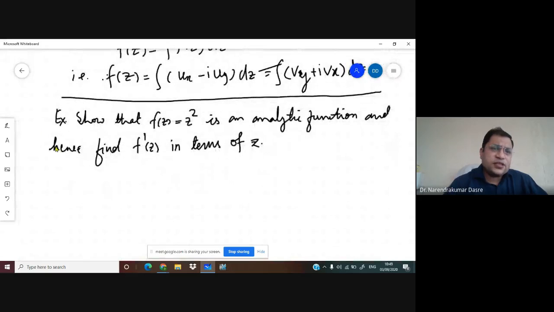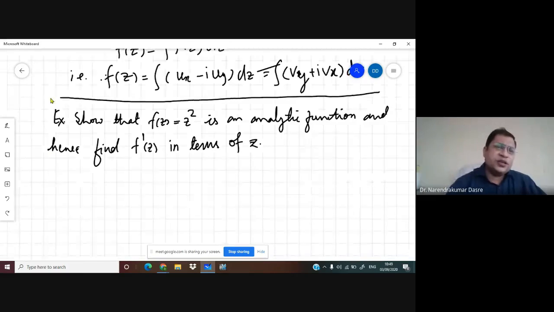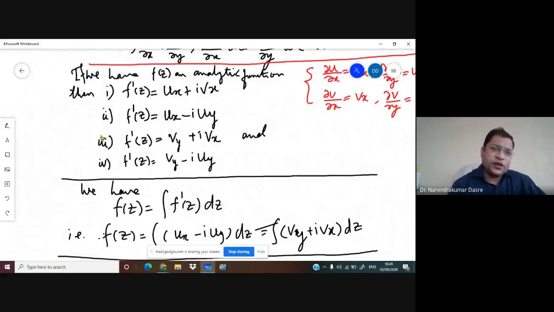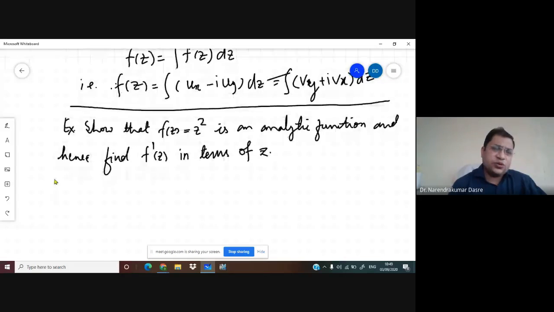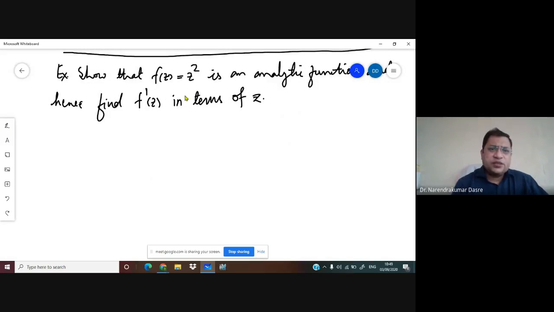So what are the steps that we have to follow? First, separate the real and imaginary part, that means you have to get u and v first. After getting u and v, we have to test the CR equations and the continuity, and after that, using these formulas, we have to find the derivative. So these are the three steps. First step, separate real and imaginary part. Second step, test for the analytic function. Third step, find f dash of z if it is analytic. If it is analytic, only then you will be able to find f dash of z. If it is not analytic, definitely you are not able to find f dash of z. So let's go with the solution.